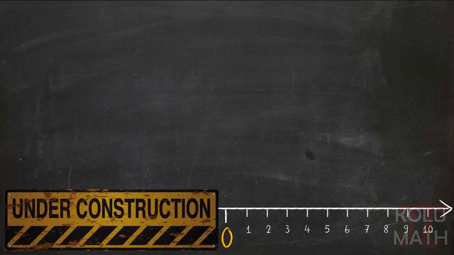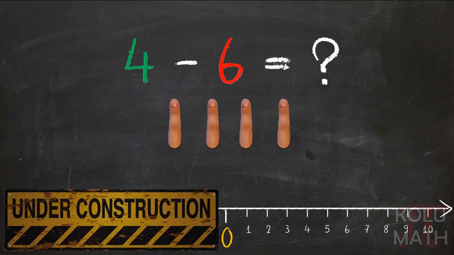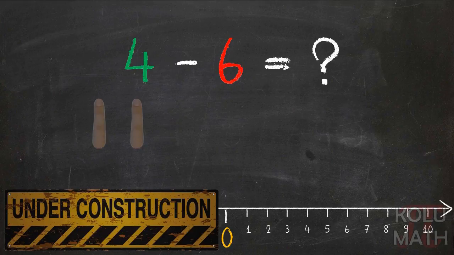Let's take a look at this one here. We've got 4 minus 6. Joe, why don't you walk us through your thinking? Okay, well, I've got 1, 2, 3, 4 fingers, and then I'm going to take away 6. Well, I ran out of fingers. It's almost like I'm missing 2 fingers that I needed to count out.